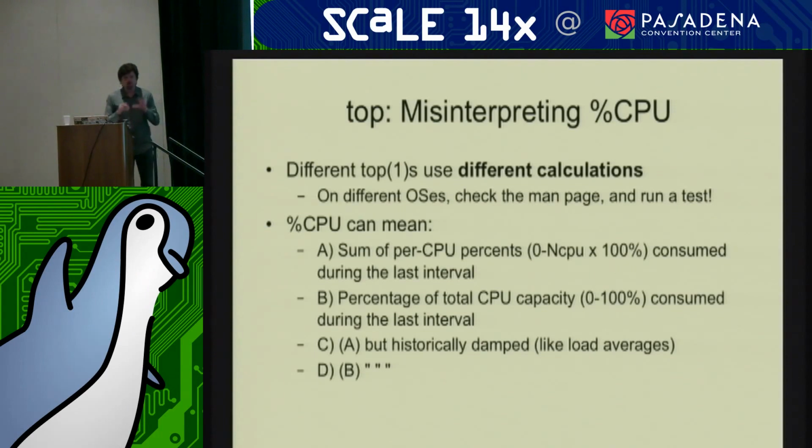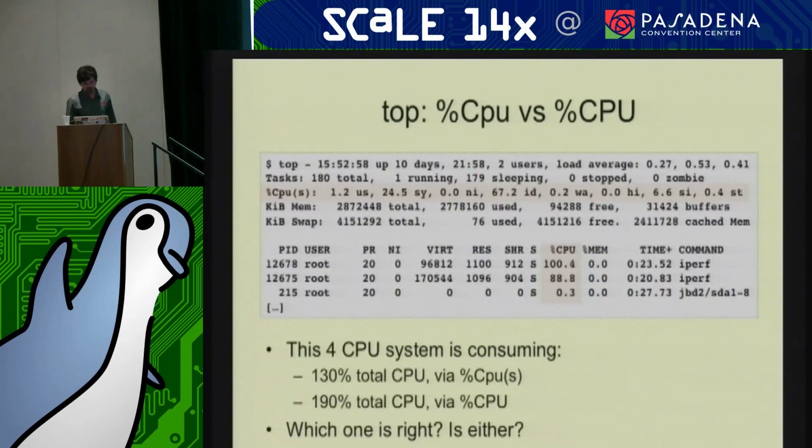Misinterpreting percent CPU. I want to dwell on percent CPU because it's one of the most common metrics we use to understand server behavior. Percent CPU can mean different things on different servers. I had an example of 935% CPU. That's obviously not out of 100, so it's summing across multiple CPUs. It can sum the CPUs, it can be a percentage of total CPU capacity, or it can do the same things historically damped, like using an exponentially damped function. It depends on the operating system, so look at the man page. On Linux it is summing it up so that we can see the total consumed.